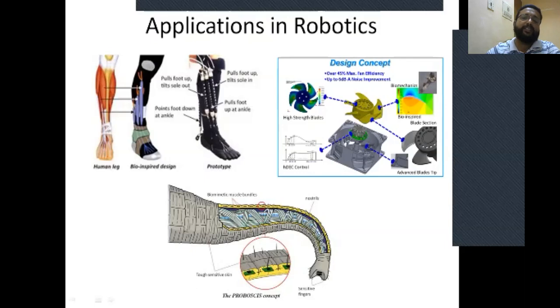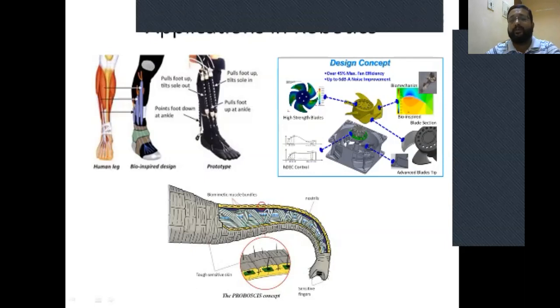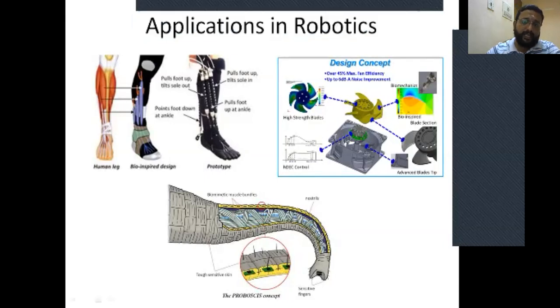Creating an artificial leg is very simple and straightforward. You just have to design a structure which can withstand the pressure. But creating a bio-inspired design is completely different, as it has to actually mimic the biological leg. You can see how the tendons or muscles are recreated between the left side picture, the human leg, and the bio-inspired design. You can see the difference there. So this is how it is designed.